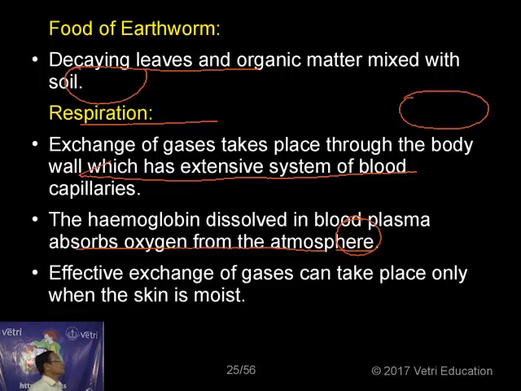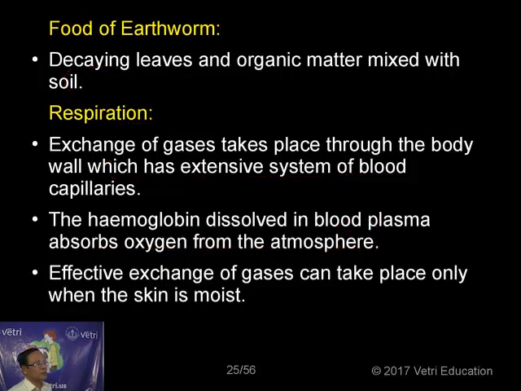Now respiration. No specific respiratory system is present in the case of the earthworm. The animal respires only through the skin, what is called cutaneous respiration. So exchange of gases takes place mainly through the body wall or the skin.